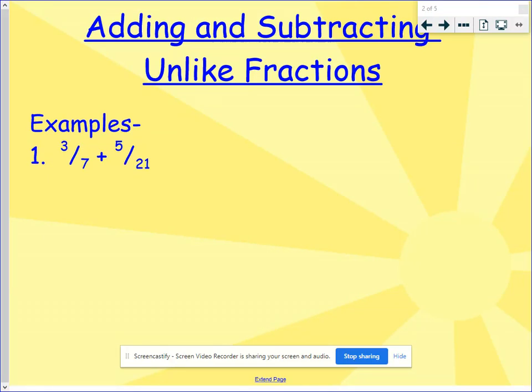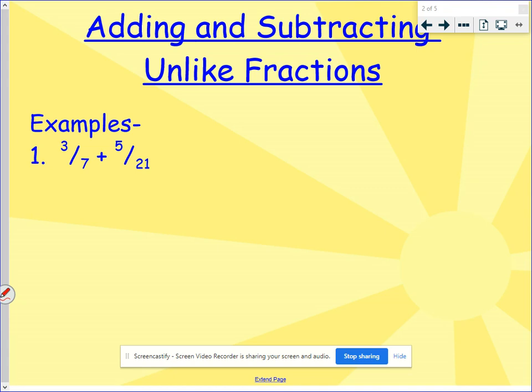Seventh grade. Today, we're going to be adding and subtracting unlike fractions, where we're not going to have the same common denominator and we need to go and find it. Remember, when adding and subtracting fractions, you must have like denominators. So let's look at our denominators. We have a denominator of 7 and 21. What is the common denominator of 7 and 21? Hopefully you're saying to yourself, it is 21.